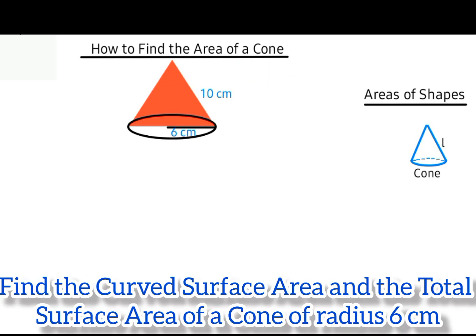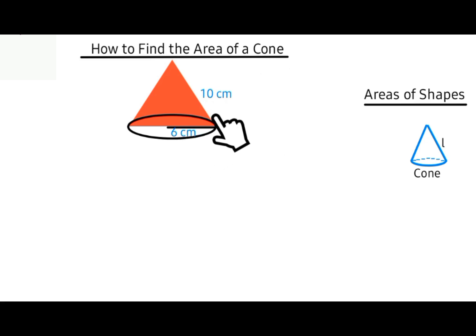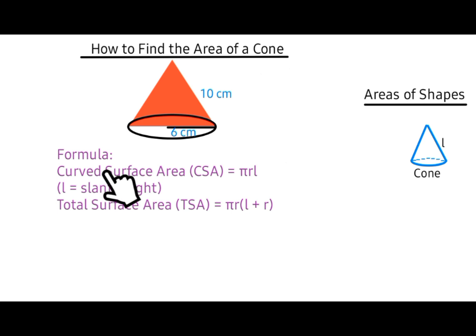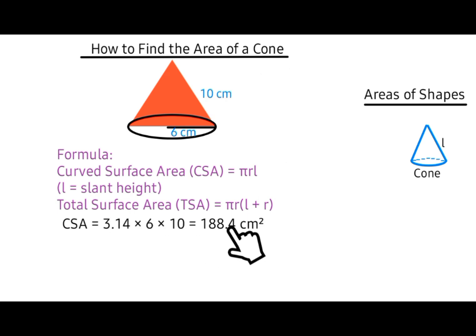Find the curved surface area and the total surface area of a cone of radius 6 centimeters and slant height 10 centimeters. This is the formula for calculating the curved surface area of a cone. Pi 3.14 multiplied by r, our r value is 6, multiplied by l 10. 3.14 multiplied by 6 multiplied by 10 gives 188.4 centimeters square.